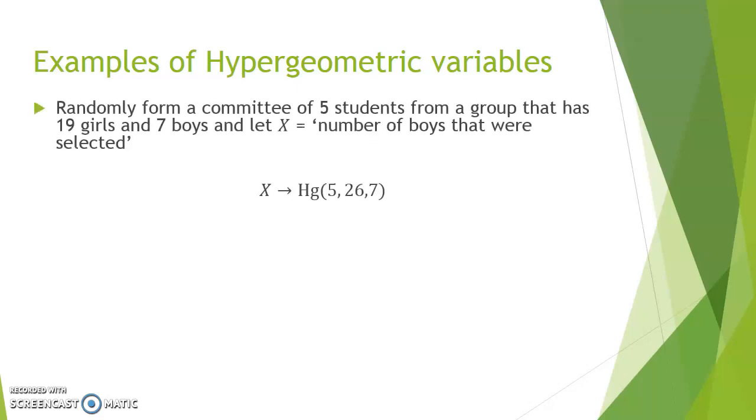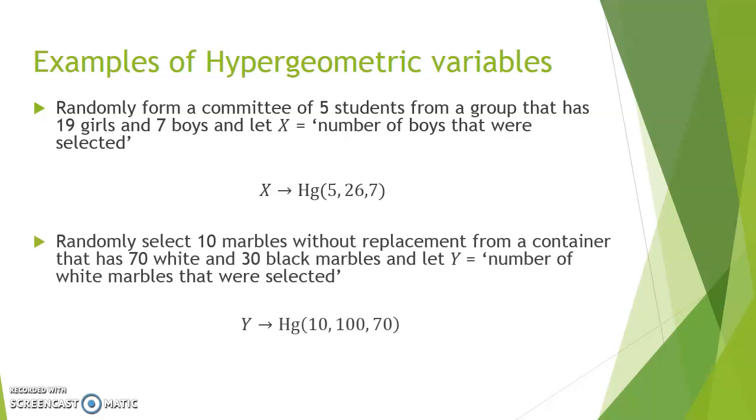For example, suppose a group is formed of 26 students, from which 19 are girls and 7 are boys, and you must randomly form a committee of 5 students. If X represents the number of boys that were selected onto the committee, then X obeys a hypergeometric. 5 is the number of selections taking place, 26 is the population size from which selections are made, and 7 is the number of successes within the population.